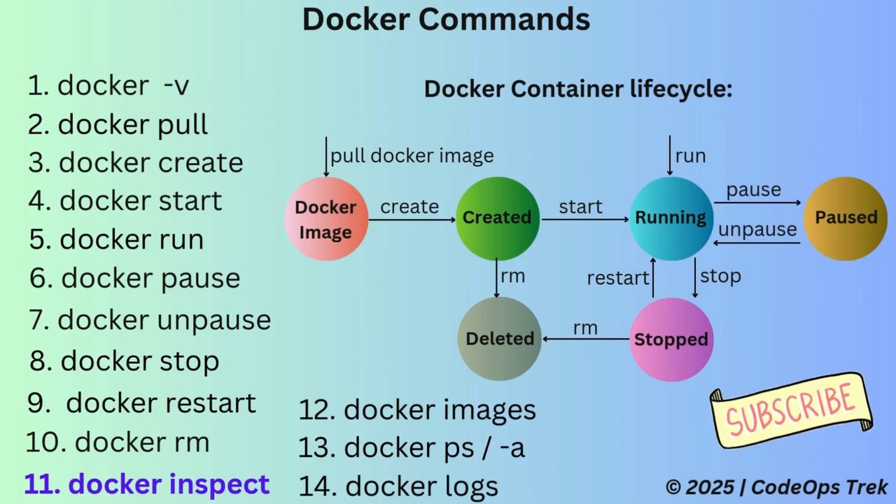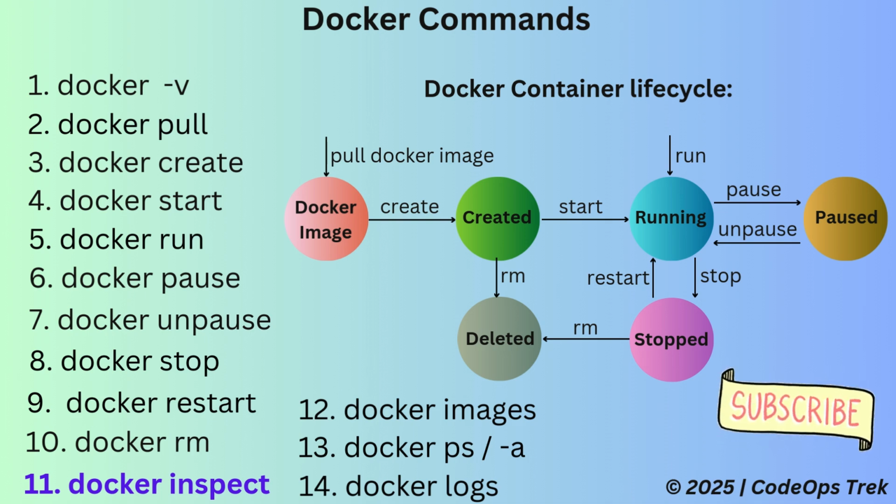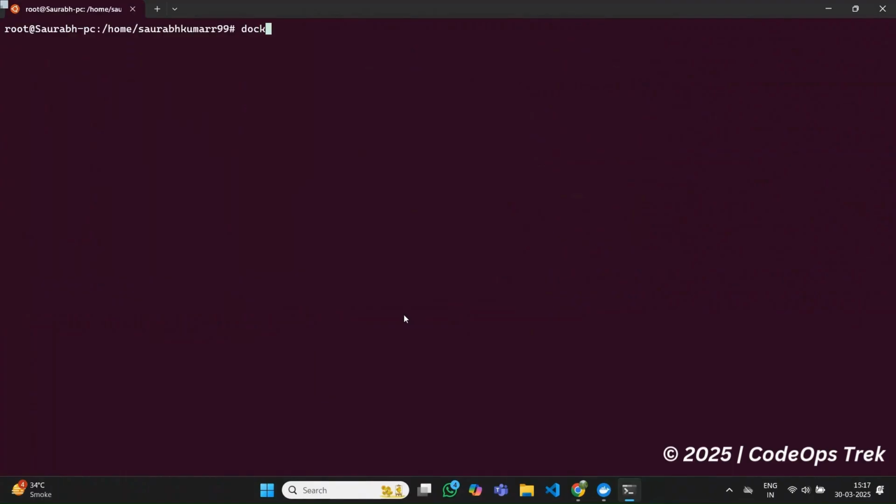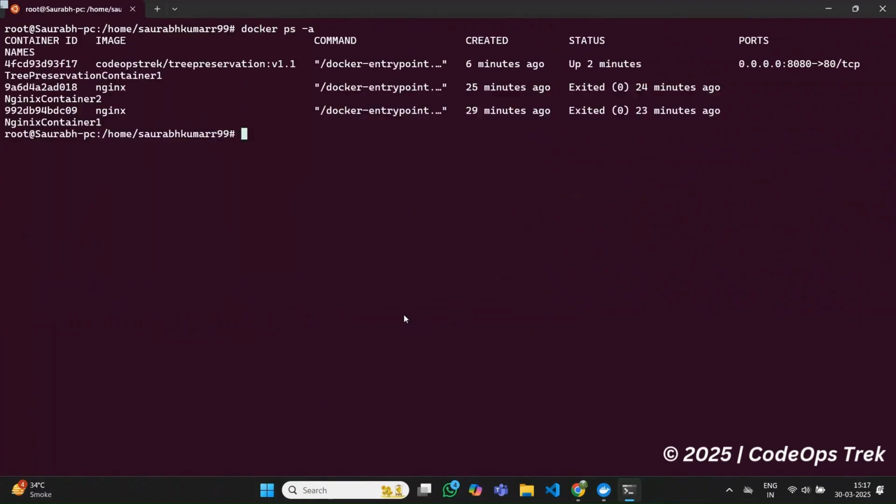Now, let us see the next command, which is docker inspect. This command provides detailed information about a Docker container or image, including its configuration, networking details, mounted volumes, environment variables, and more. It helps in debugging and understanding the container's state. So, let us inspect the tree preservation container.